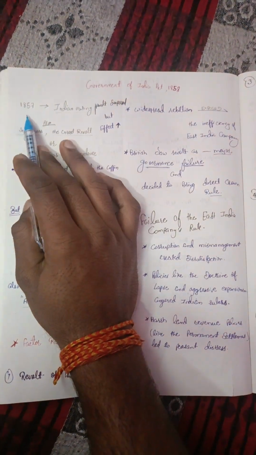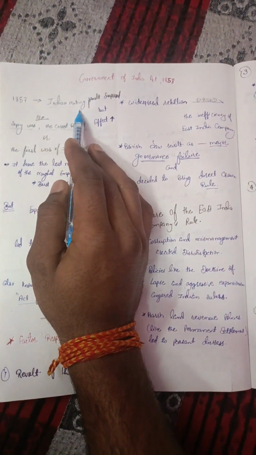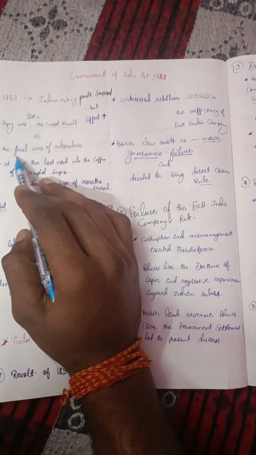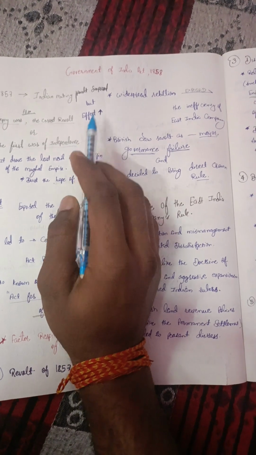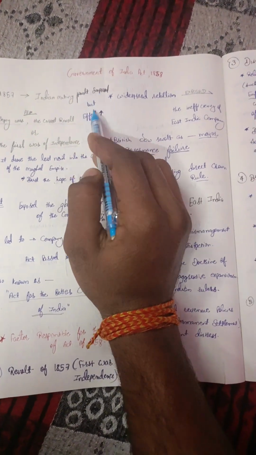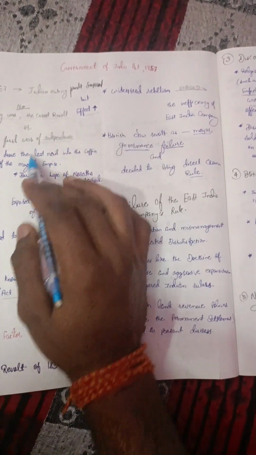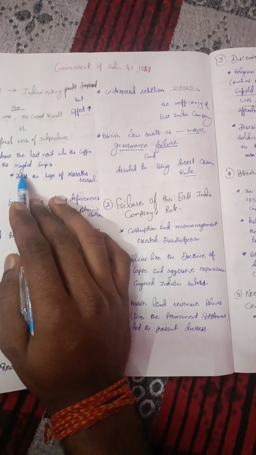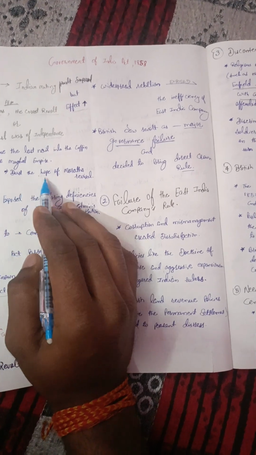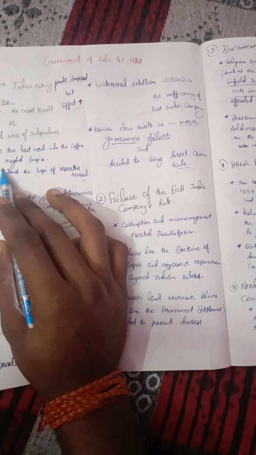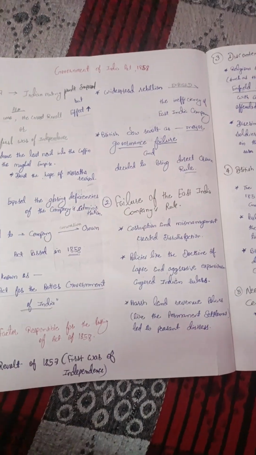In 1857, the Indian Mutiny took place, which is also known as the Sepoy War, the Great Revolt, or the First War of Independence. Though the revolt was suppressed, its effect was very impressive. It drove the last nail into the coffin of the Mughal Empire, and it dusted the hope of the Maratha revival.